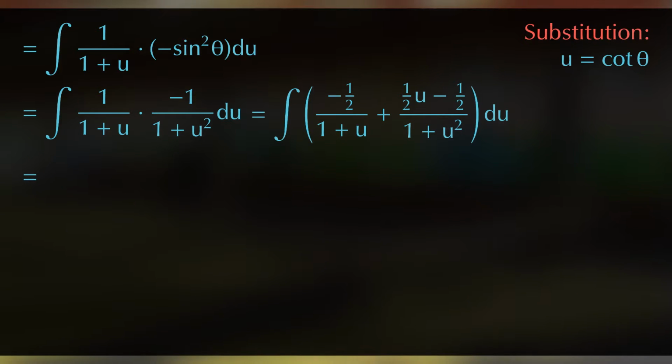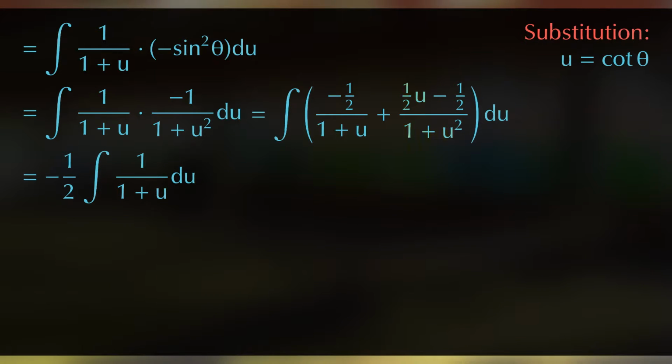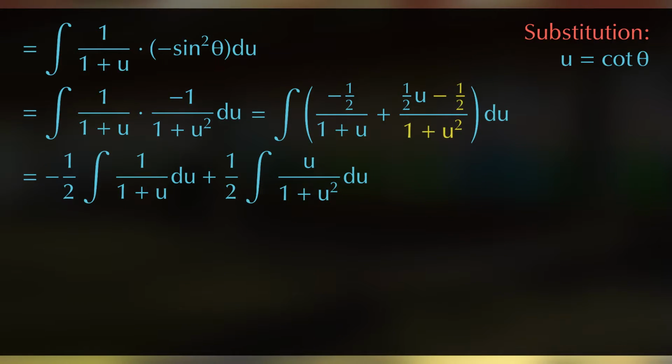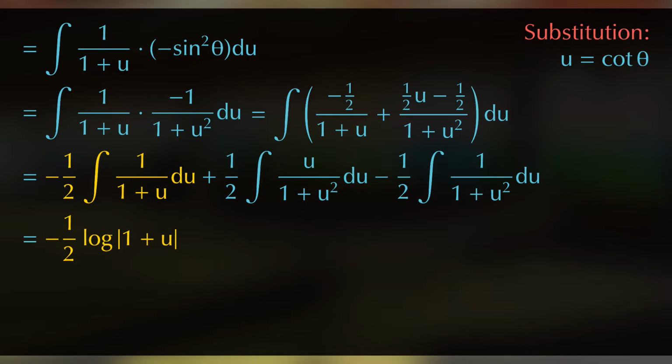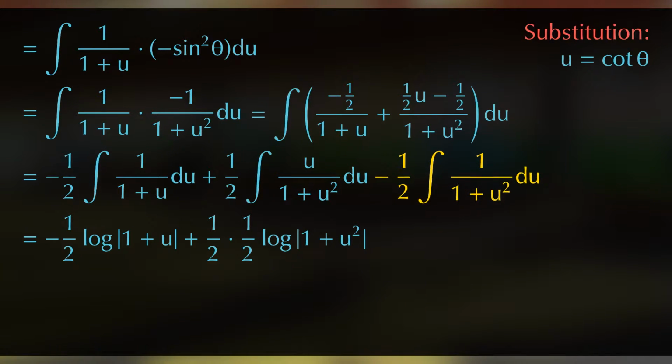Now, let's split up the integral into three parts. The first integral is just natural log of 1 plus u. The second integral is also log, but with an extra coefficient of 1/2 because we reverse the chain rule. We recognize the last integral as arctan. And don't forget the constant of integration.